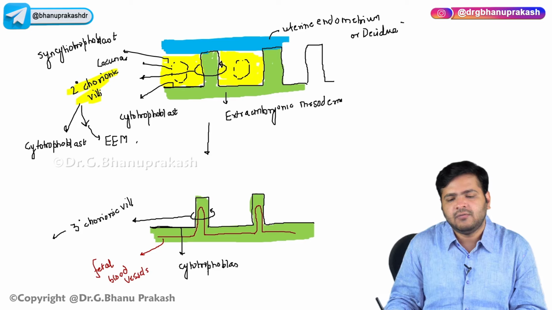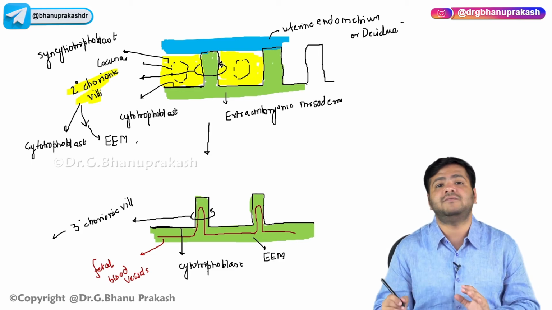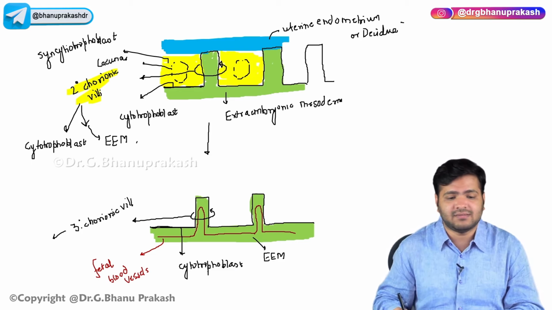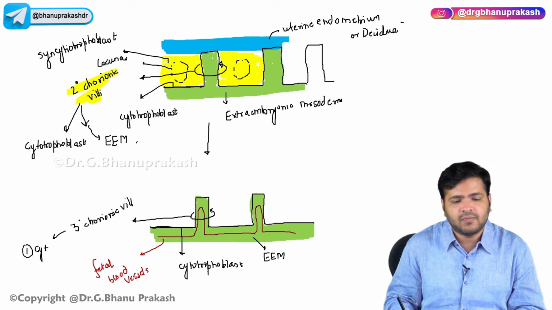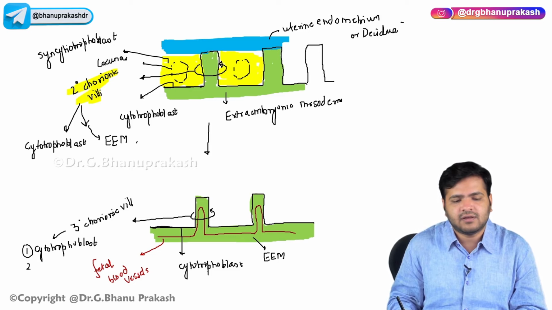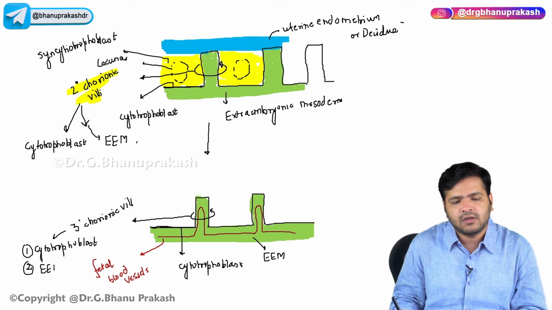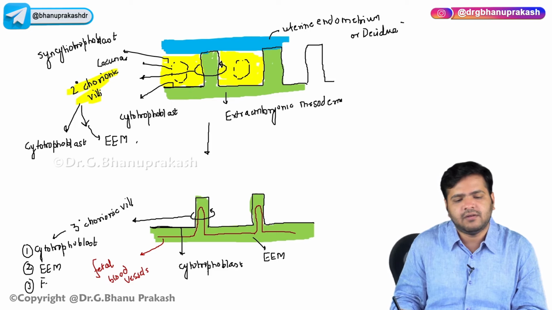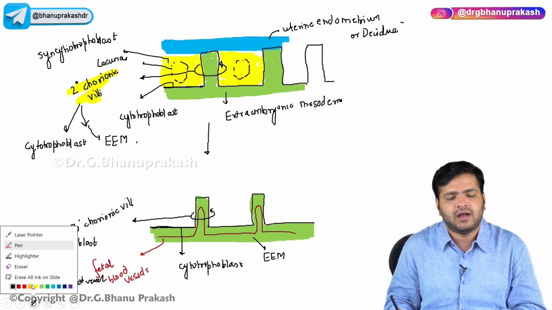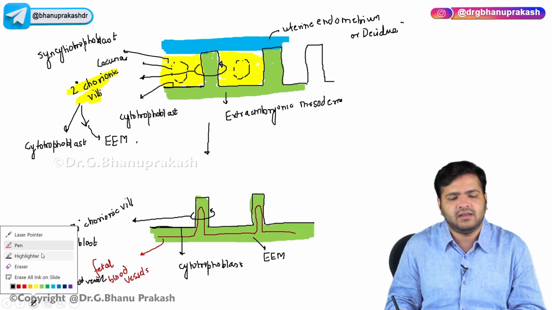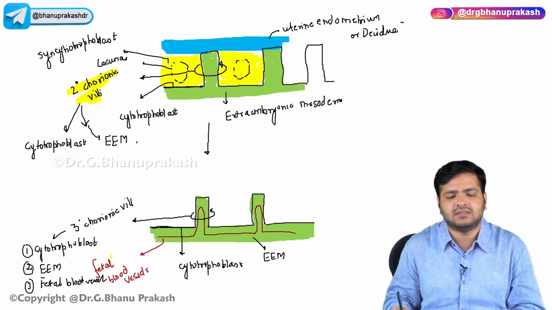Cytotrophoblast. We have this green color, that is the extra embryonic mesoderm, and the fetal blood vessels. So tertiary chorionic villi is formed from cytotrophoblast, extra embryonic mesoderm, and we have fetal blood vessels. The other things will remain as it is. Right? So let us just highlight the other things as well.